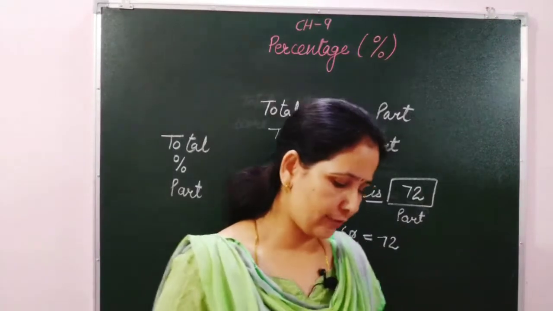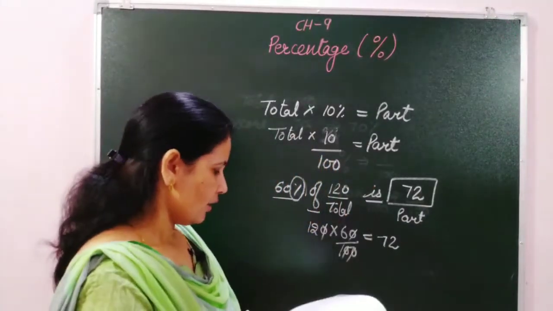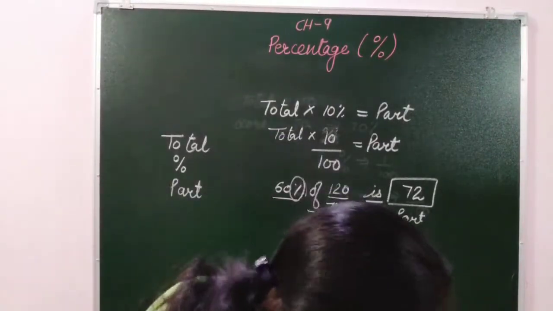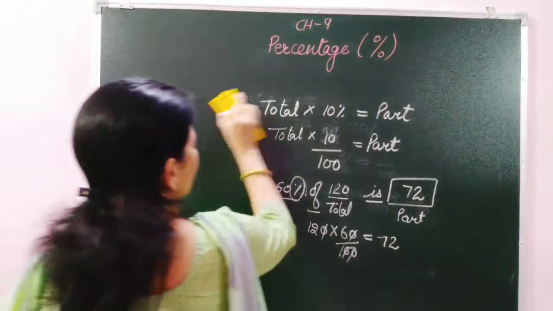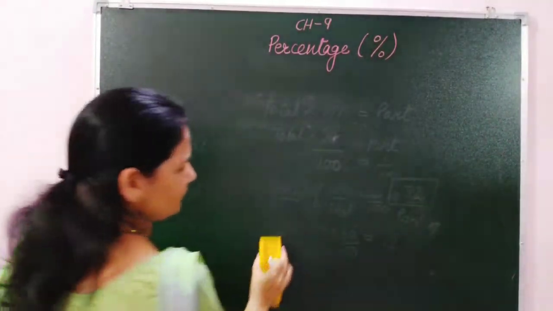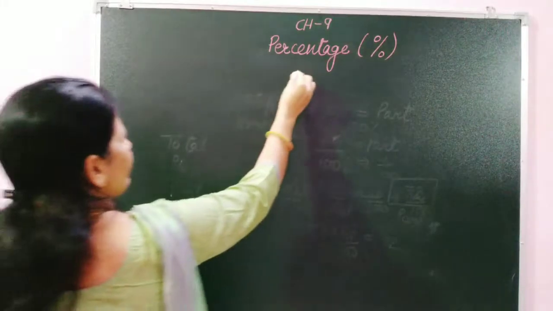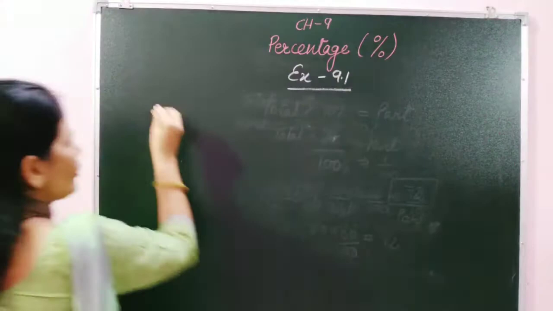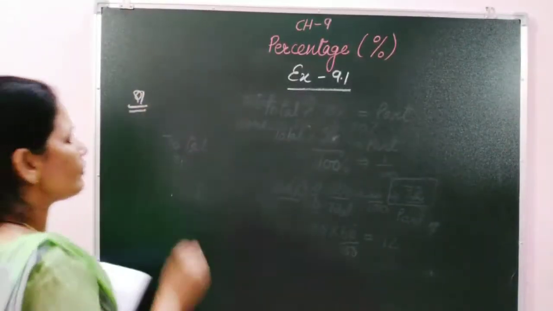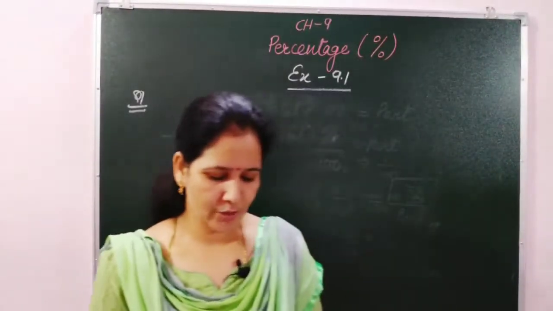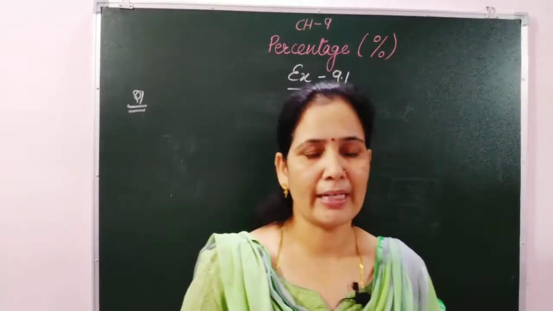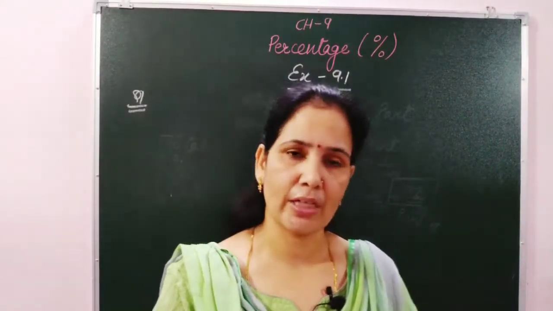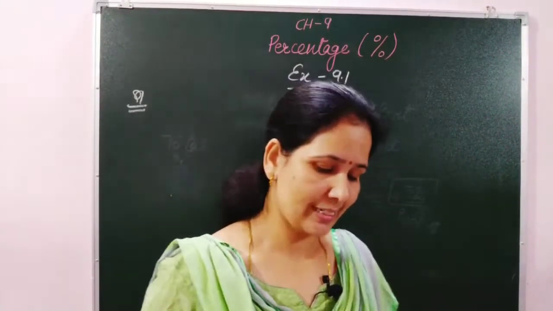Students, I am going to start with the first question of our exercise, that is question number 1 from exercise 9.1. So let's start our exercise 9.1. In question number 1, they have given that the strength of students in a school, when increased by 9%, becomes 1744. Find the original strength.